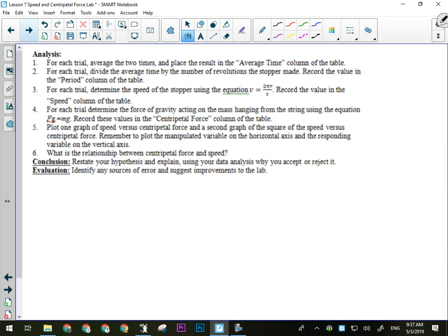Now your analysis questions, okay, very similar. So first 3 are just filling in your chart. Number 4, also filling in your chart, that tells you how to calculate centripetal force on this one, okay? Plot one graph of speed versus centripetal force, okay? And that's it. It says here to plot a second graph of speed squared versus centripetal force. Don't do that, okay? Just plot speed versus centripetal force, just the one graph. Okay. That's question 5.